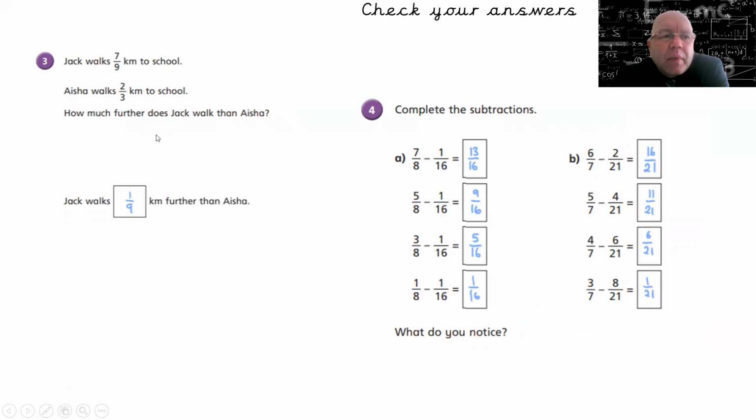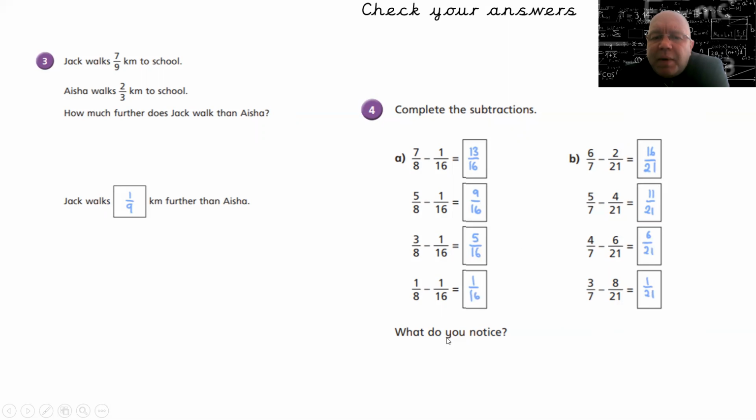3 and 4. Jack walks 7/9 of a kilometre to school and Aisha walks 2/3 of a kilometre. How much further does Jack walk? Well, we need to turn Aisha's measurement into ninths, which will be 6/9. 7/9 take 6/9 is 1/9, so 1/9 difference. And then for 4, your answers are 13/16, 9/16, 5/16, 1/16, 16/21, 11/21, 6/21, and 1/21.